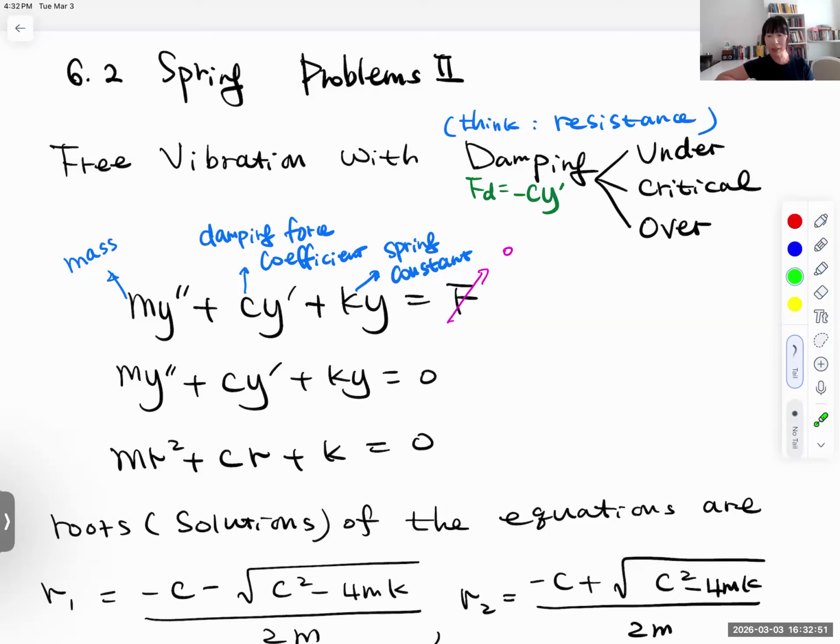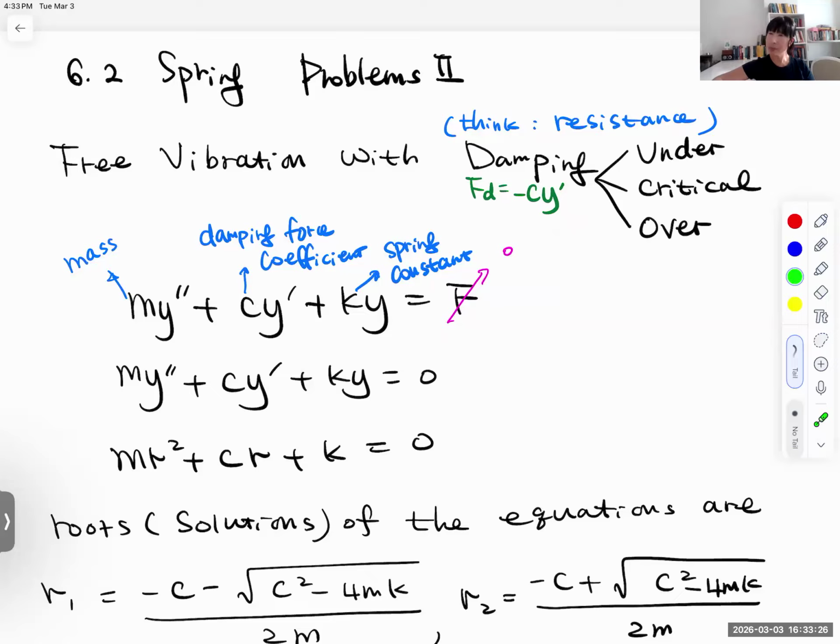So damping means there is a resistance, like air resistance or friction, right? And in the damping, we have a formula, right? So we are using the subscript F sub D, and then we have negative c y prime, right? So if we have free, then negative c equal to 0.